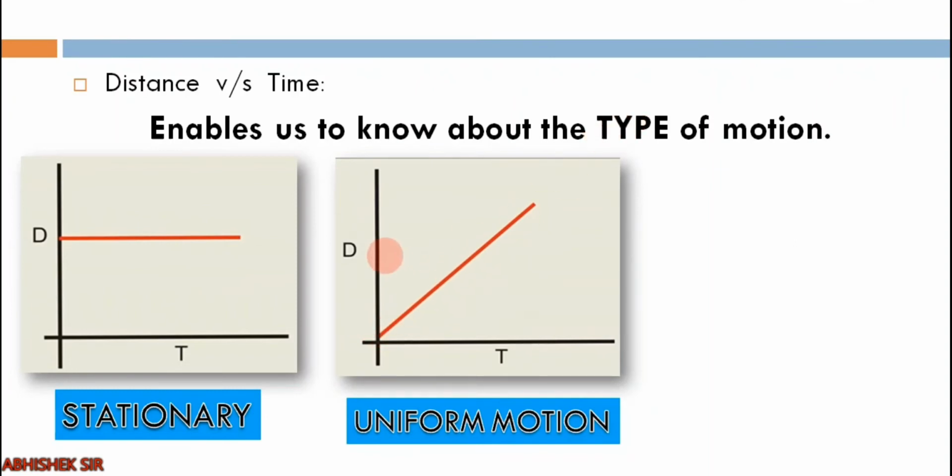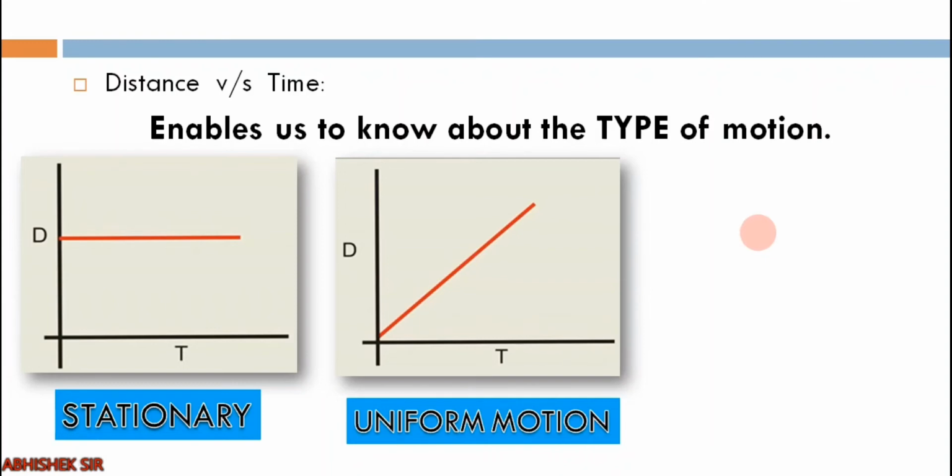Moving on to the second one, you see a straight line exactly in between these two axes. So here you can see time is also changing and accordingly distance is also increasing, and this is showing uniform motion. The straight line graph which is exactly in between the two axes shows that the object is moving equal distance in equal intervals of time. So that is uniform motion.